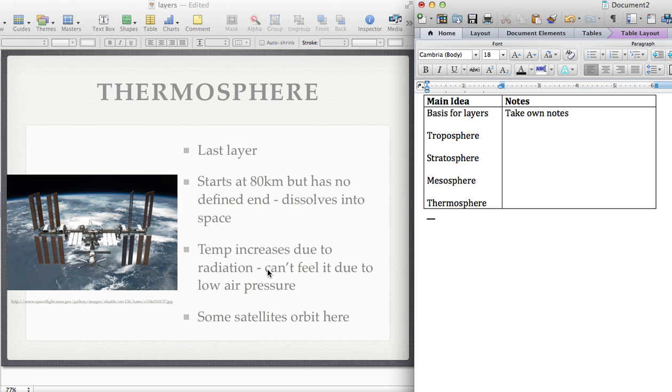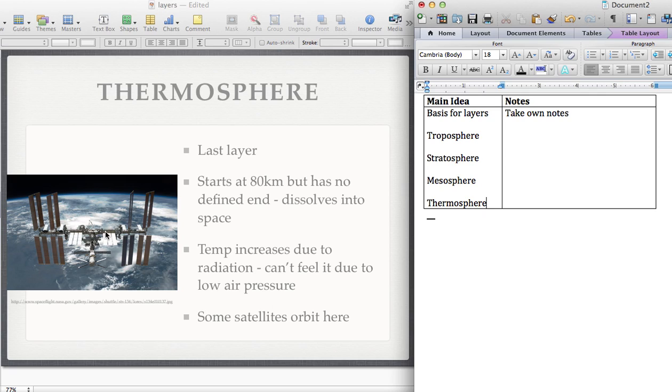But air pressure is so low that you actually can't really feel the temperature that well because you need air molecules to hit you to measure the temperature. Each air molecule in the thermosphere has a lot of energy. It's moving really, really fast, but there are so few of them that it's hard to actually get a good measurement of the temperature. Some satellites actually orbit here.